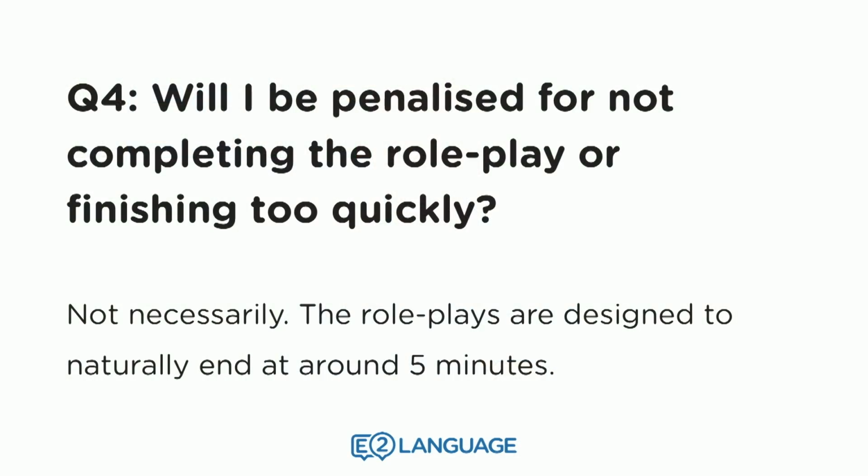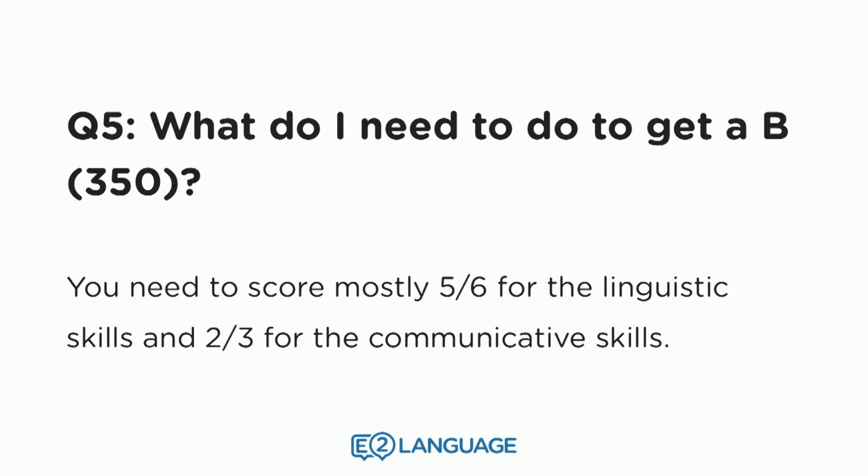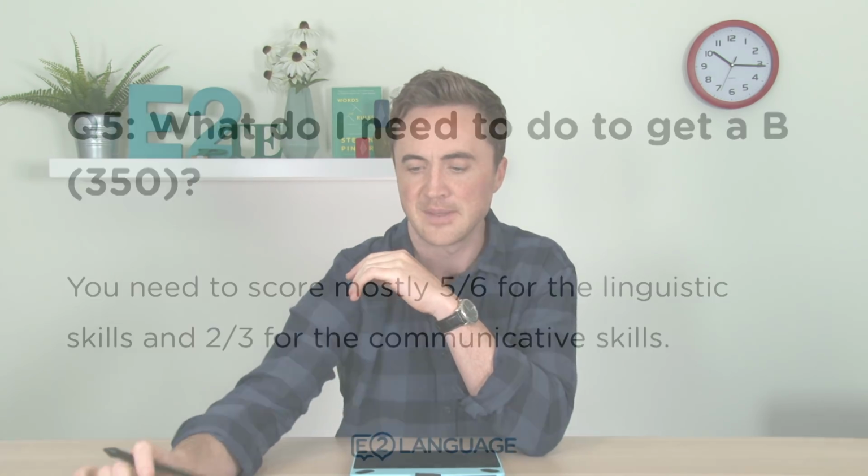That's critical. Question 5, what do I need to do to get a B or the equivalent of 350? You need to score mostly 5 out of 6 for the linguistic skills and 2 out of 3 for the communicative skills. If you don't know what they are, then you should watch the other video on YouTube, wherever it is, or check it out on e2language.com where I go through each of the speaking criteria in detail.